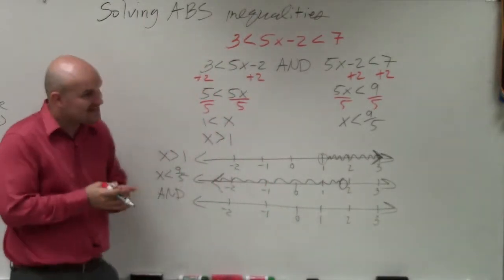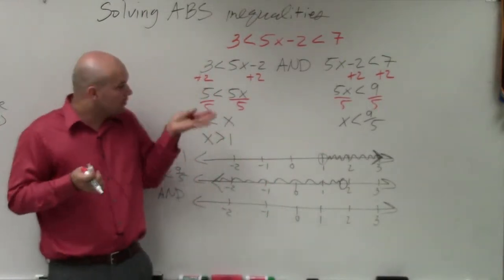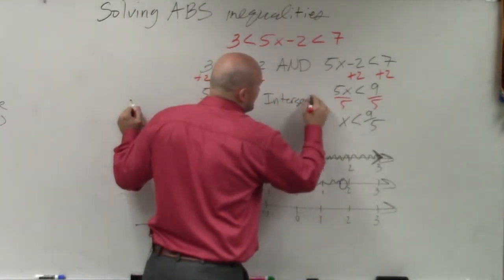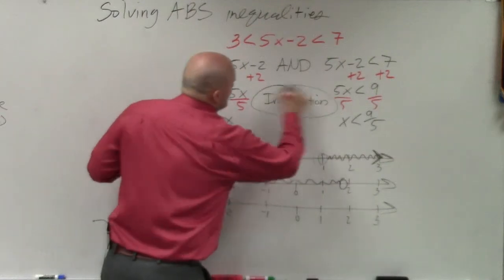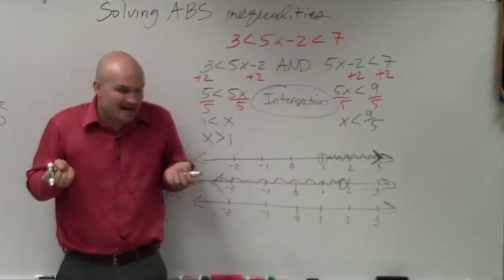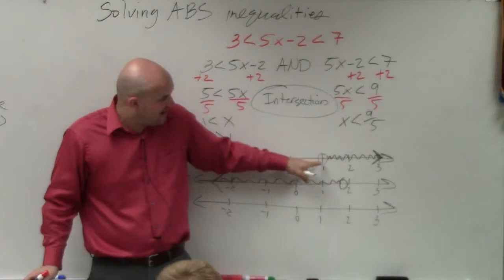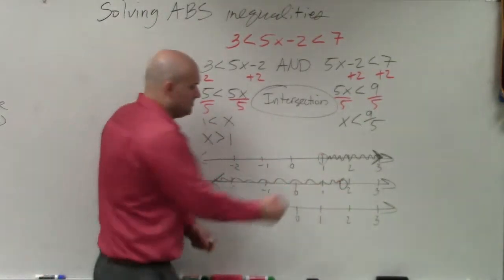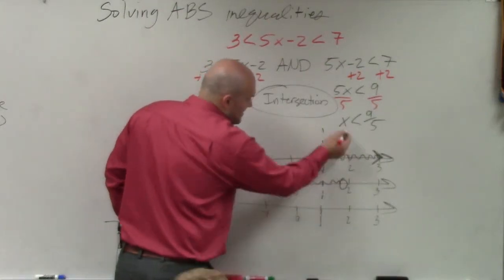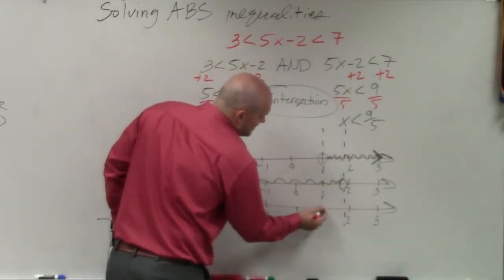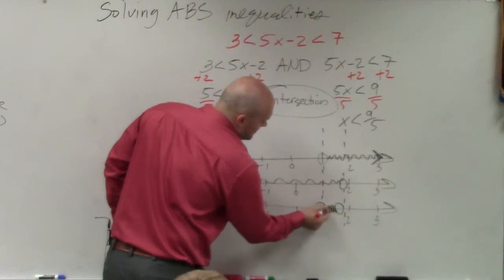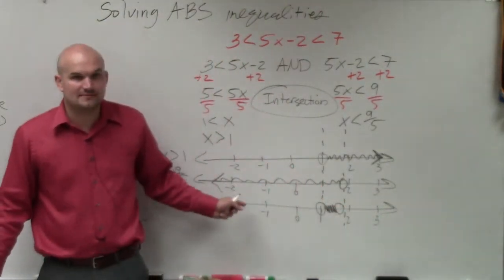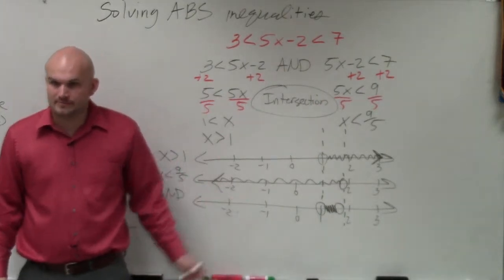Now, the "and" says it has to be true for both of them. So what you're basically looking for with the "and" is the intersection. Where do these two graphs intersect? Well, they only intersect between the values of 1 and 9/5. Did you guys see that? Between this value and that value. So your final answer is going to look just like this. OK?